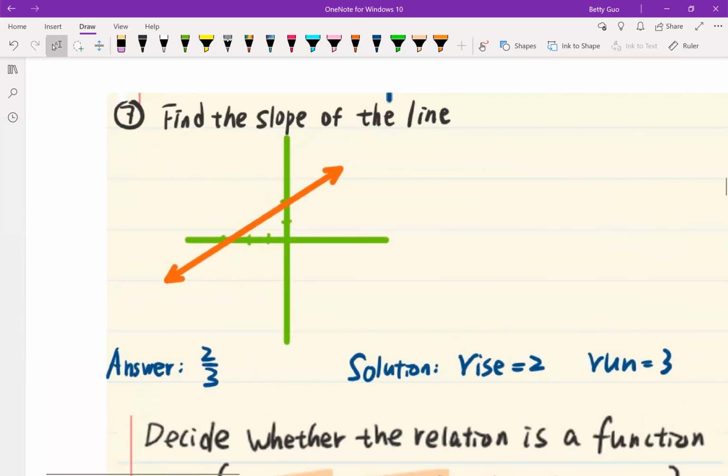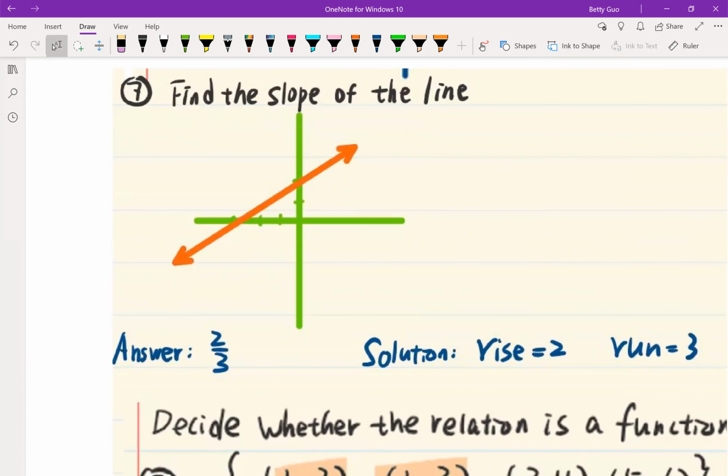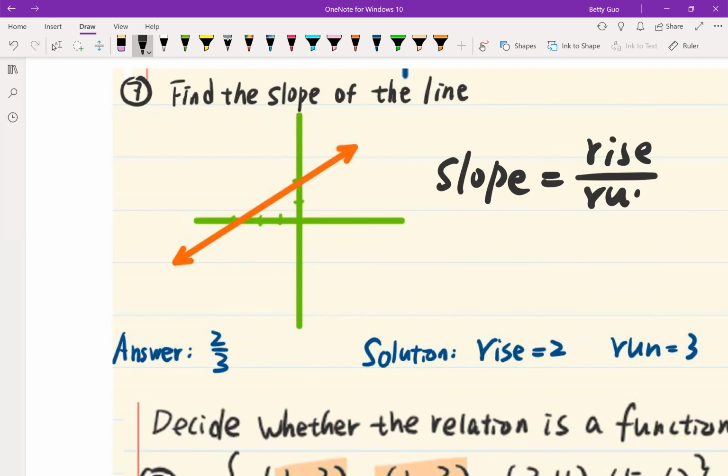Number 7 is to find the slope of the line. You will be given a graph of a straight line, and you need to identify its slope. We know slope is rise over run, right? Do you see this blue point and this black point? Let's call this A and this B. Suppose you go from A to B. What is your rise and what is your run?